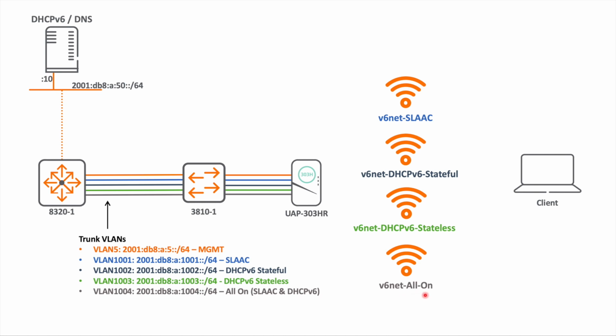So what I can do with my client here, which is my MacBook, I'm going to connect to each one of the SSIDs in turn. So run some Wireshark captures and see what addresses the client has generated, but also log into the 8320 and have a look at the configuration. And we'll move on through the different SSIDs, checking the details as we go.